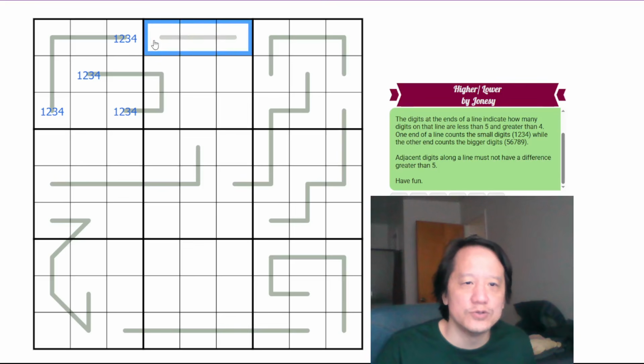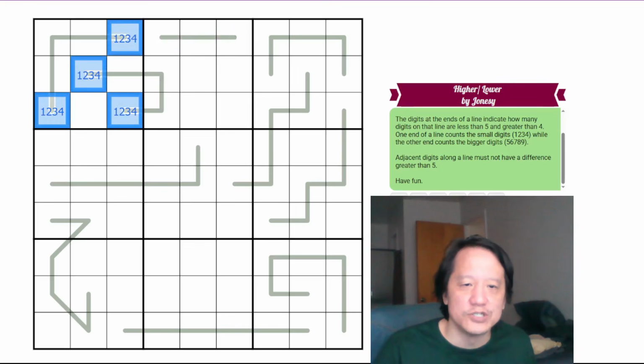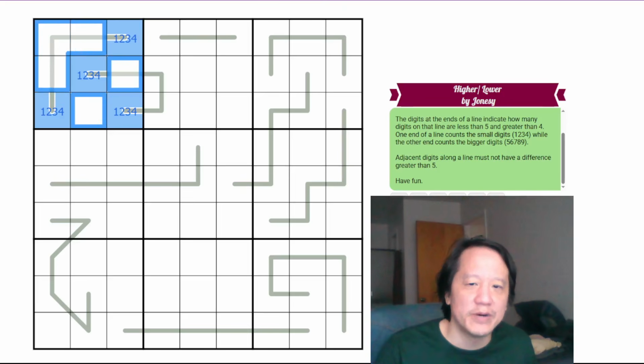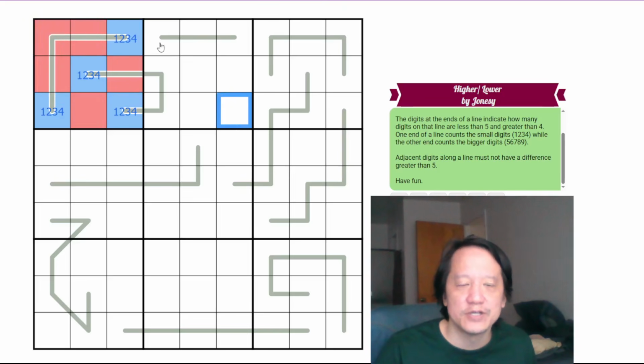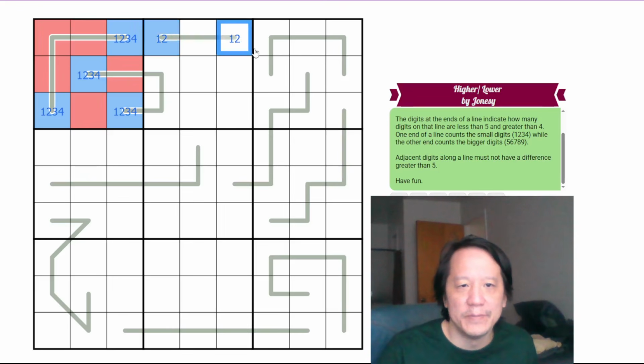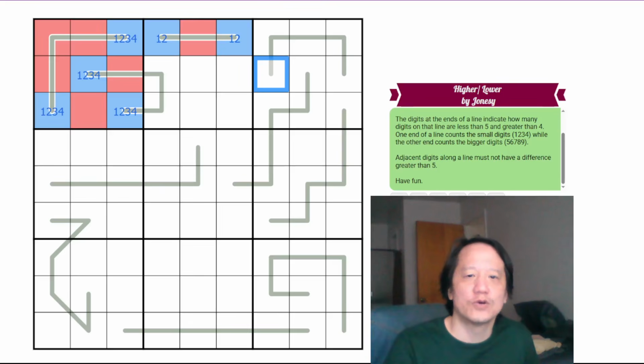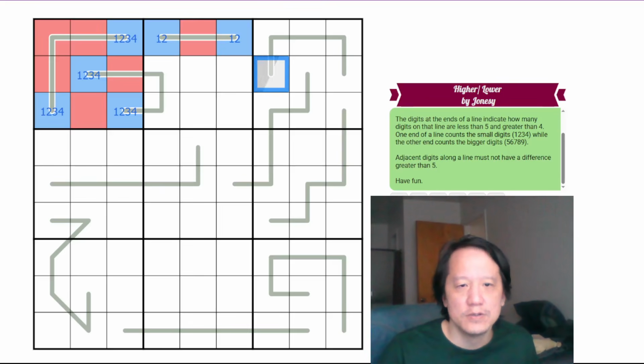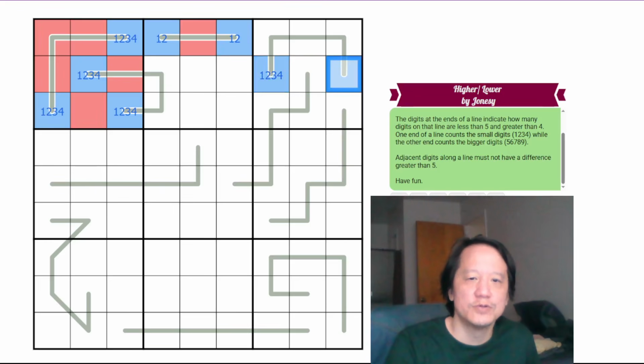So these are all low digits there, which means the remaining digits in the box are all high. So that should give us some information. This is 1 and 2, adding up to 3. So this must be a high digit there. And this is, again, 1 through 4 here, adding up to 5 digits on the line. So 1 through 4, 1 through 4.